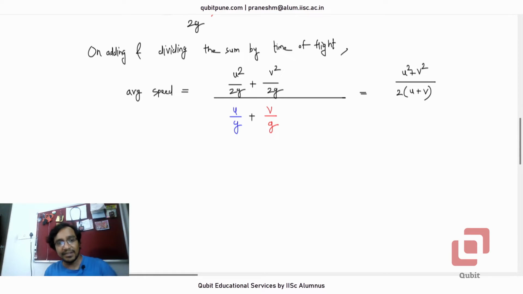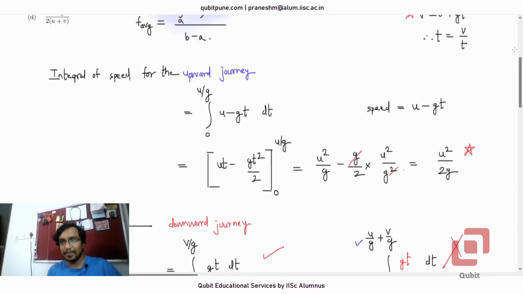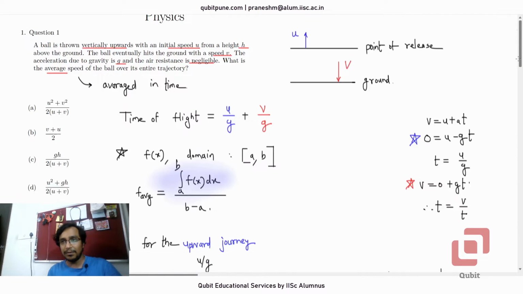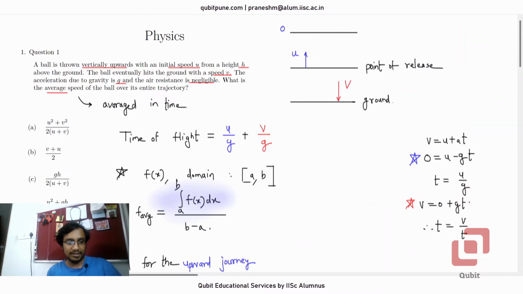Now for those who got the idea immediately right after u squared by g, because this function is symmetric, for an increasing function or even for a decreasing function, because everything is positive, you can directly say u squared by 2g for the ascent. So for the descent, the integral has to be v squared by 2g. So that is the answer, u squared plus v squared by 2 times u plus v. So what is the right option? The right option is option A.